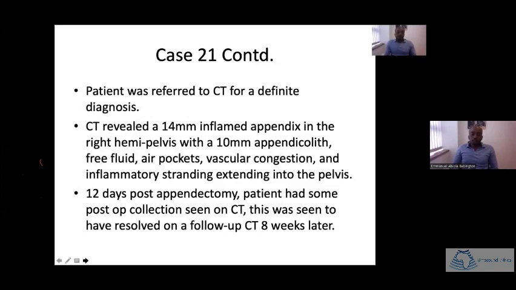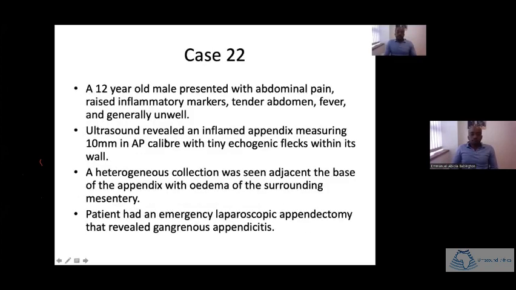So, yeah, case 22. A 12-year-old male presented with abdominal pain, raised inflammatory markers, tender abdomen, fever, and was generally unwell. This was a pediatric patient who was lying on a trolley, in so much pain and very unwell. It was Saturday afternoon.